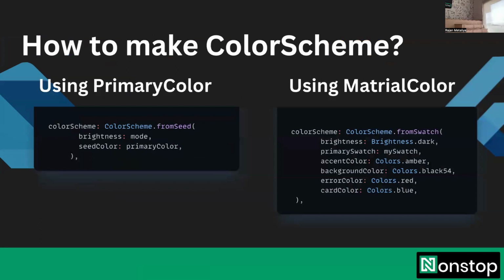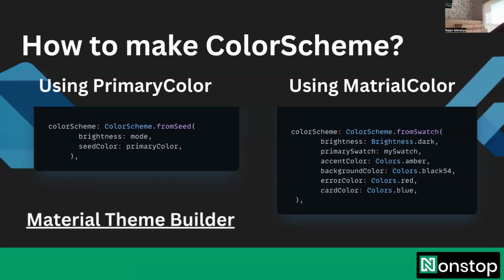In this second option, we can use a material color. So my swatch is nothing but a material color, which gives the shades of the color. That is a material color. We can also give some other colors as well. And the last thing, we can use a material theme.